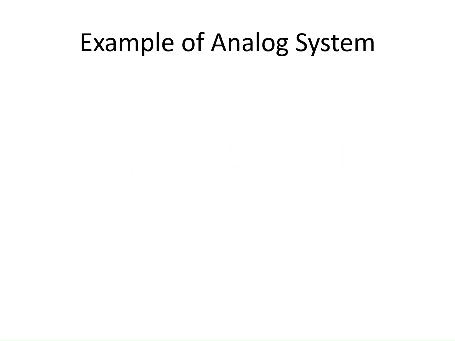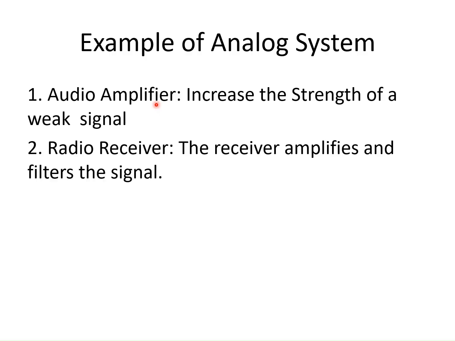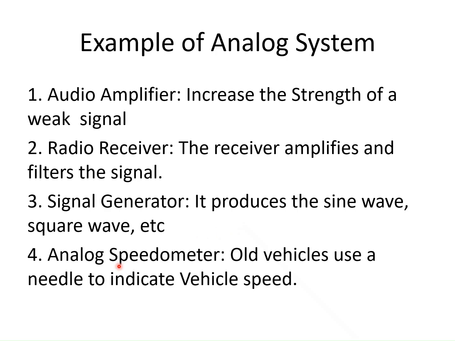Let's see the examples of analog systems. First one, audio amplifier. The audio amplifier's functionality is to increase the strength of a weak signal. Second one, radio receiver. The receiver amplifies and filters the signals. Third one, signal generators. They produce sine waves, square waves, etc. Fourth one, analog speedometer. In old vehicles, you used to see a needle that measures the speed of a vehicle.